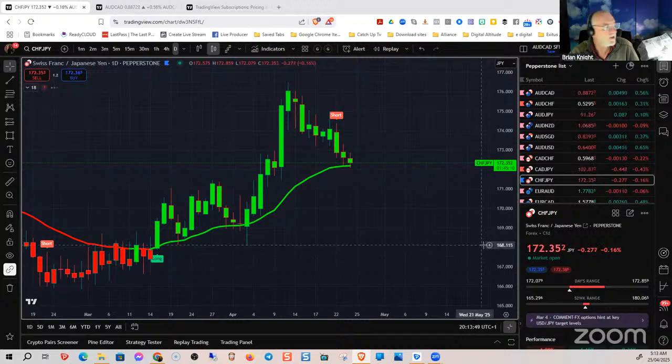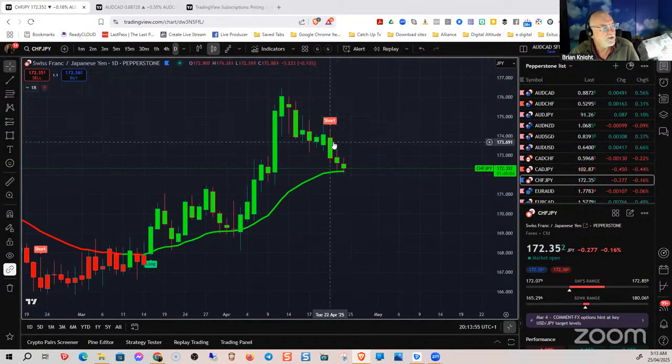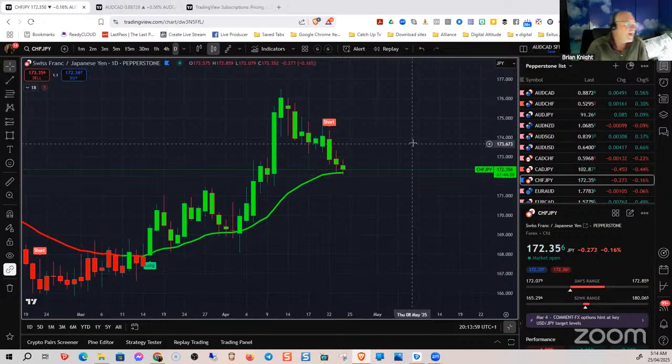Yep, I'm still in that and in massive drawdown at the moment. So we'll just see what happens at the trend bar. There is a short, so if it goes red, yeah.